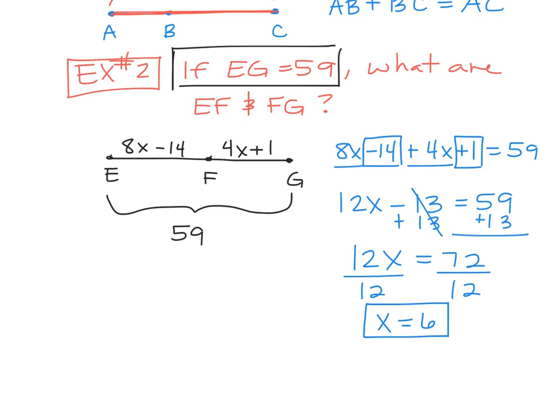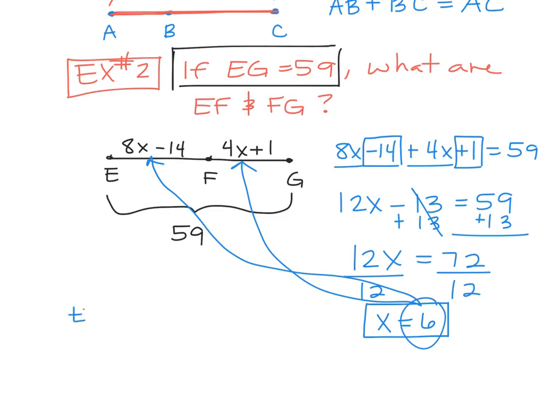No, what did they ask for? The lengths of the segments, right? EF and FG is what we're looking for. So what do we have to do? Plug it back in, right? Take that 6, put it here, and then you'll get what they asked you for.